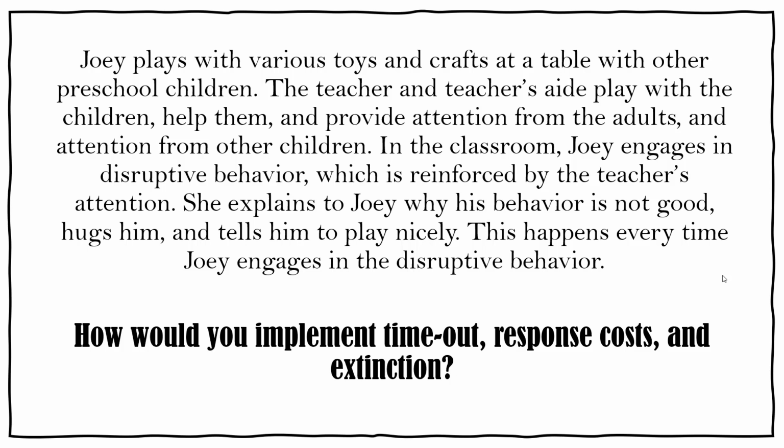So basically you have Joey that plays with toys and crafts at a table with other preschool children, and he engages in disruptive behavior, and the teacher comes over and gives him attention, tells him the behavior's not good, hugs him, tells him to play nicely, and so his disruptive behavior is continuing to happen. So I want you guys to pause this and think about how you would implement timeout, response costs, and extinction. So we're starting to get into this differentiation between punishment and extinction. So after you've paused it and come back and thought about it, let's talk about it.